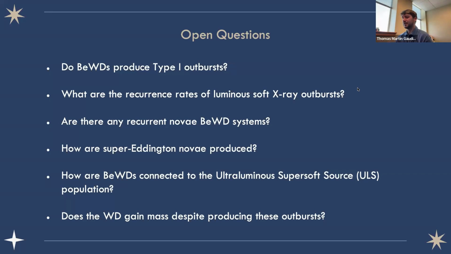Is it possible that there are periods where we see brief stable nuclear burning phases similar to the type 1 outbursts we see in BE neutron stars, or are we just seeing these type 2 outbursts that are similar in BE white dwarfs and BE neutron stars? We also don't know what the recurrence rate of a luminous soft X-ray outburst is going to be in a BE white dwarf system. How frequently do these type 2 outbursts occur?